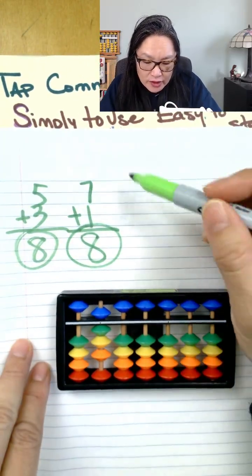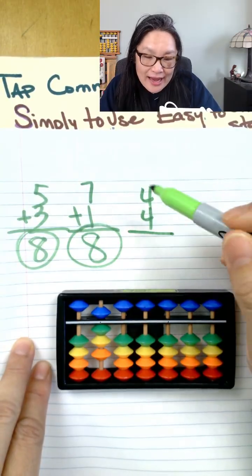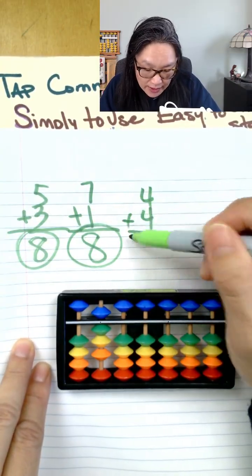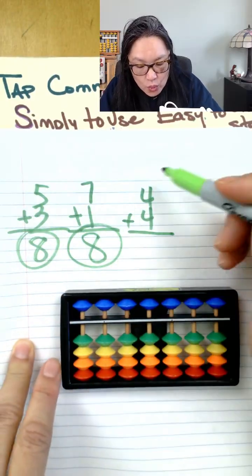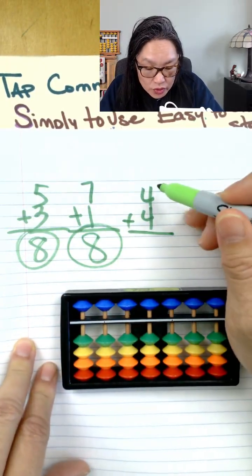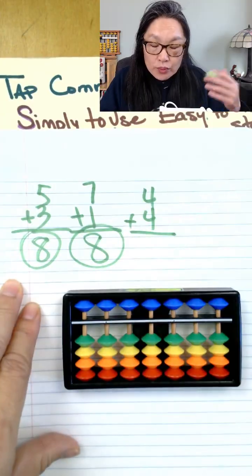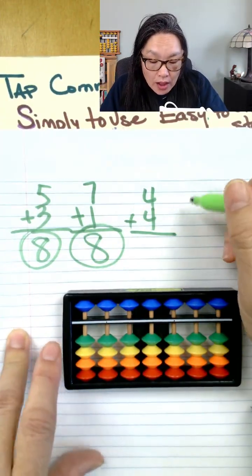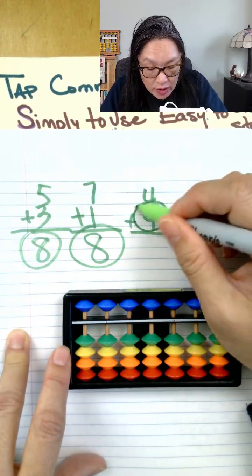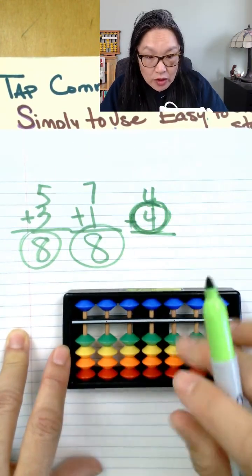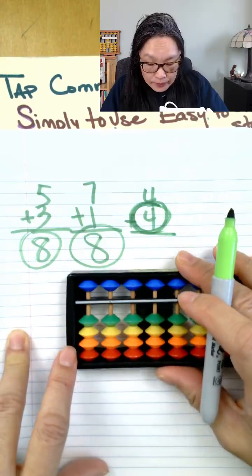Then their final question was 4 plus 4. Now we're getting into some problems. Why? Because on the abacus, we don't learn our doubles. We don't do doubles plus 1. We don't do doubles plus 2. What we learn is our add-in.